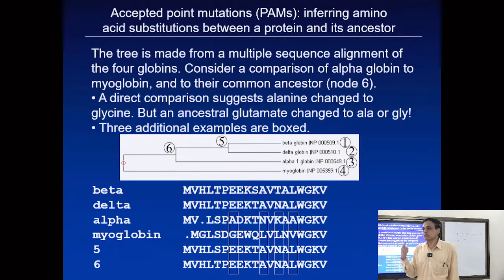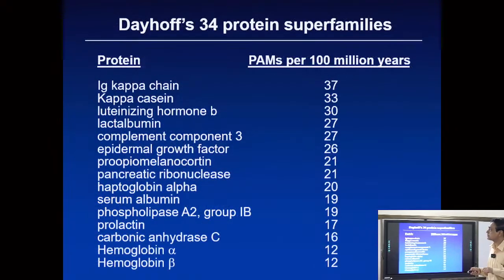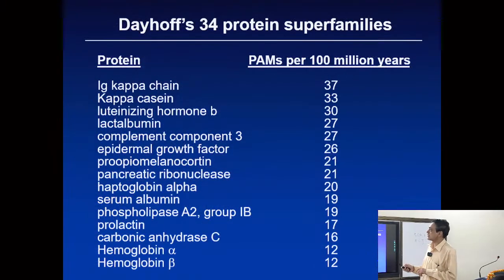Okay, so now we know what happened. The mutation is T to S, not S to T. And this was possible because of the inference of the ancestral sequence number 5 here. So this is what they actually did. We'll come to that in a moment.